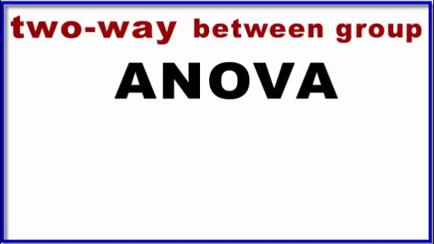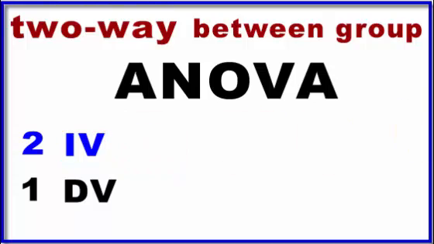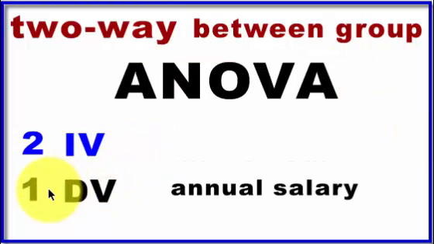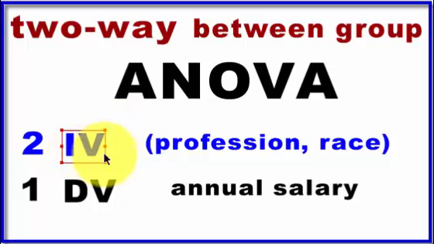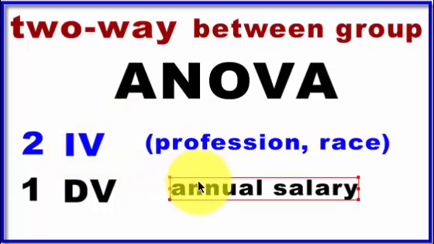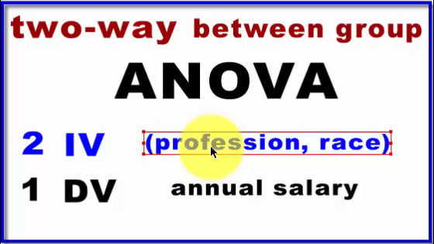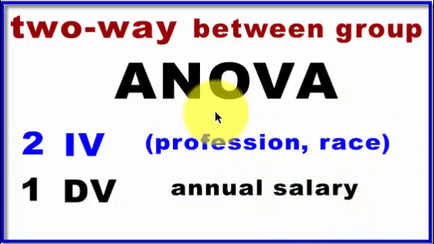I want to show you a couple of the more complicated analyses of variance. What if we had more than 1 IV? You can, it's easy. You could have 2-way between group ANOVAs. The 2-way means that you have 2 IVs. So the DV, you can still only have 1. Remember that, only 1 DV per ANOVA. It's still annual salary. And we could look to see if there's a significant difference between salaries when it comes to the profession or when it comes to race. So you got 2 separate IVs that the ANOVA is going to look for a significant difference between.